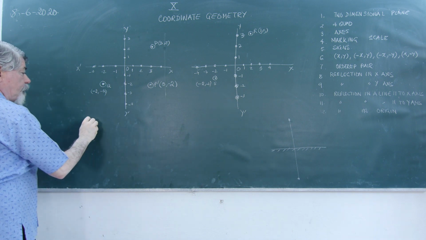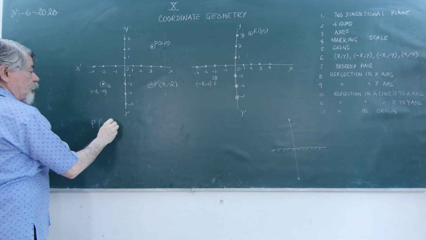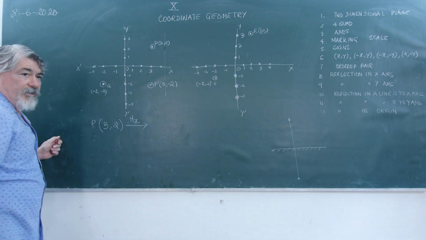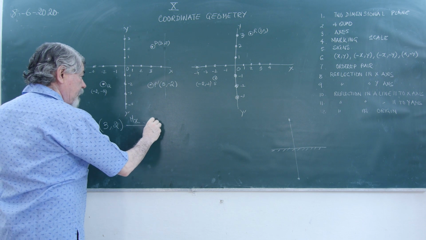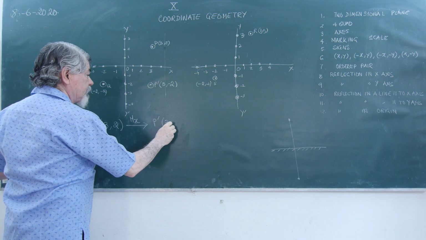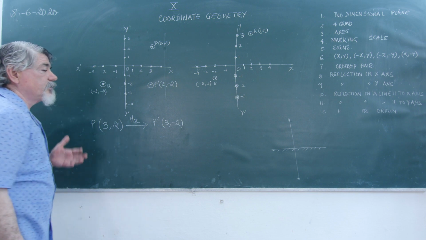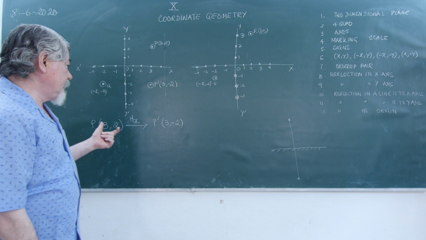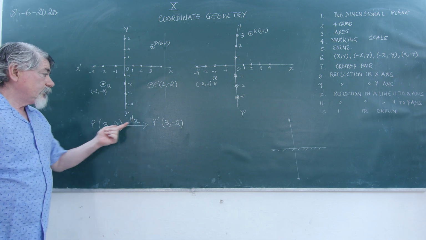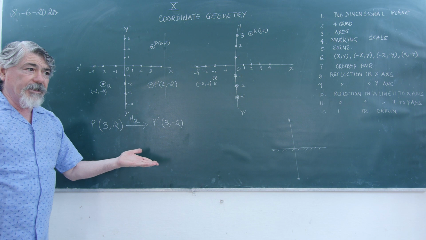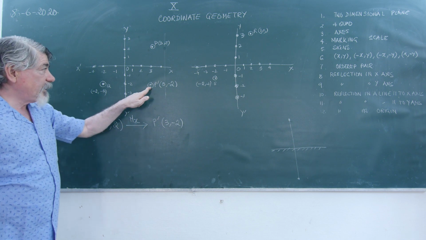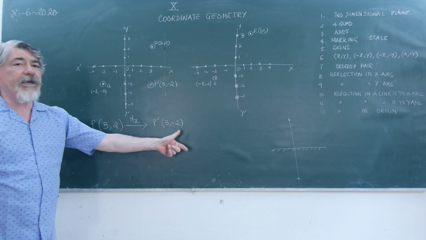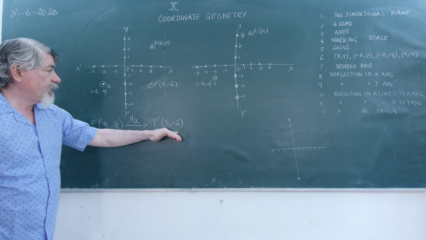So when I reflect a point P(3, 2) in the x-axis, we say the x-axis is the mirror. Then what happens is P dash becomes (3, -2). That means you change the sign of the y coordinate. P was (3, 2), and P dash, the mirror image of P, is as shown here. The x coordinate remains the same. The sign of the y coordinate only changes.